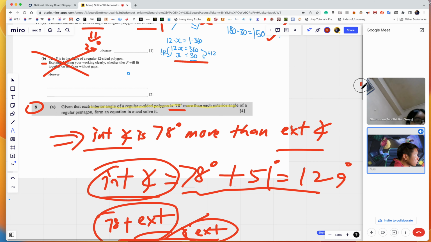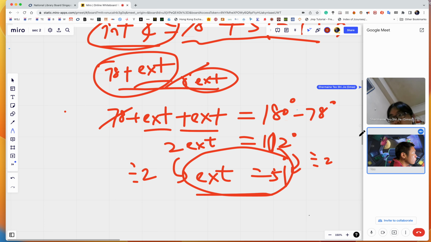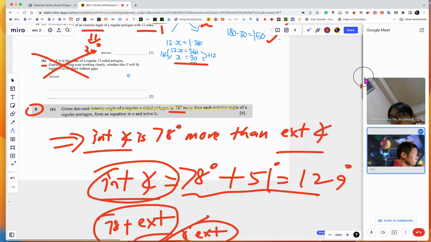If they ask you for the n, how do you find n? Exterior is 51, right? Yeah. So can 360 divide by 51? 不可以嘞. Okay, but I think this is good enough.